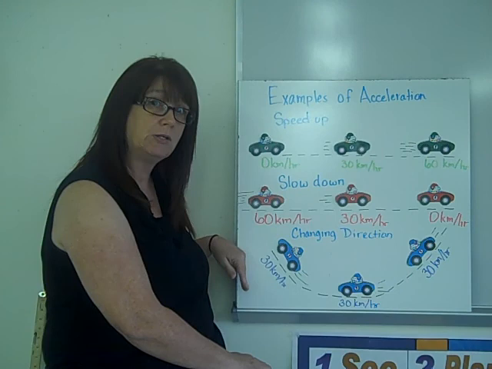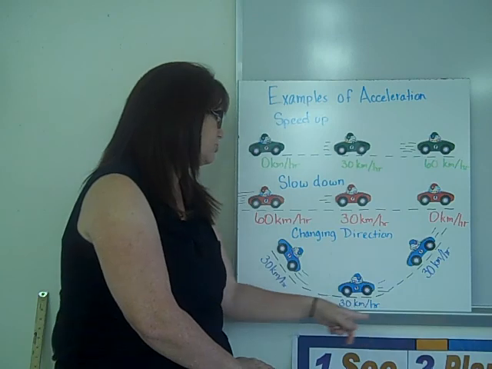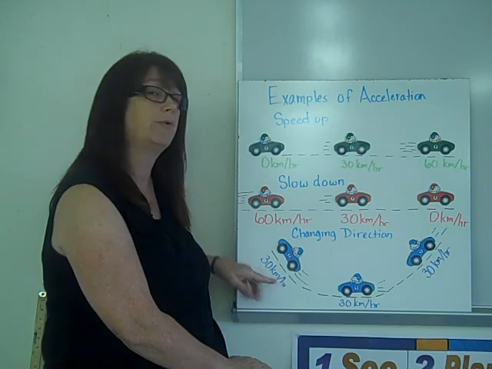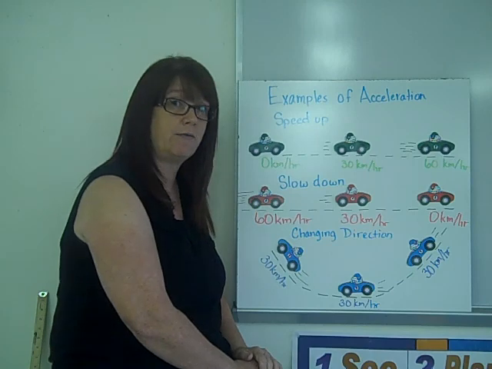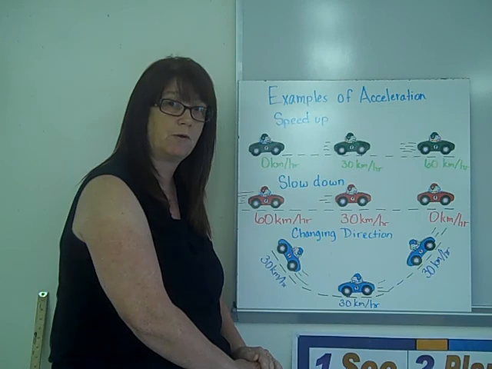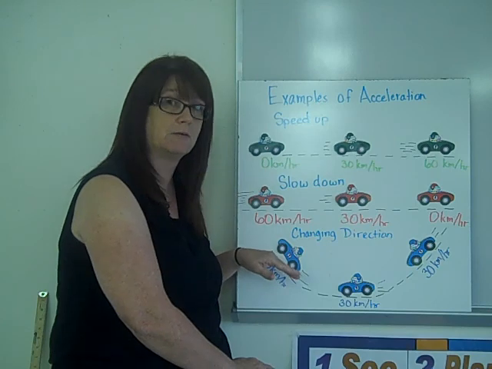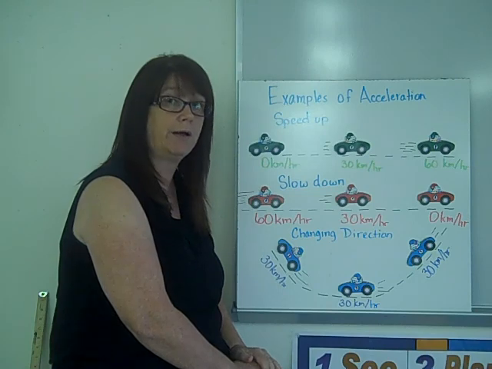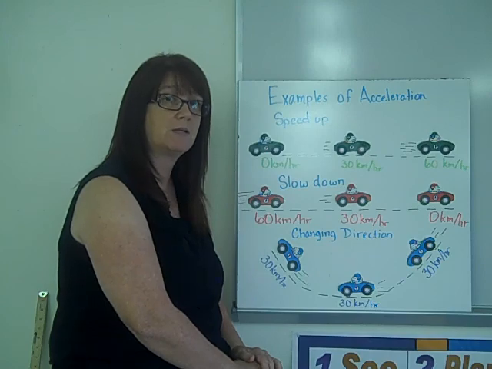Another form of acceleration is a change in direction. Your car can be traveling the same speed. Here I have a car traveling 30 kilometers per hour, 30 kilometers per hour, 30 kilometers per hour, but he's going around a curve. Any change in direction is also considered to be acceleration. Your car can be speeding up and slowing down as well as changing direction, and it's still acceleration. Your cars here may be traveling in a straight line. They're not changing direction, but they're changing speed. That is acceleration.